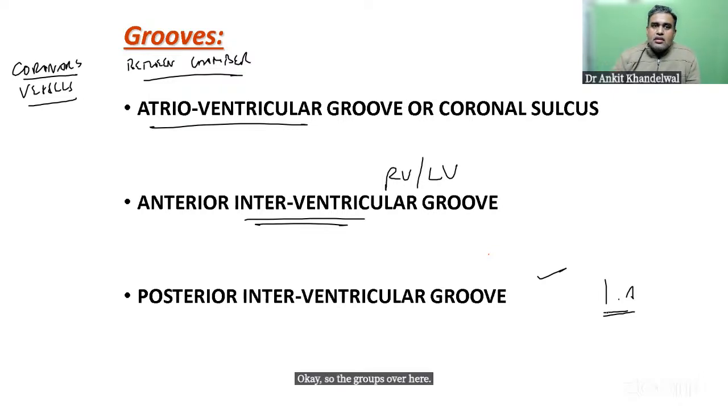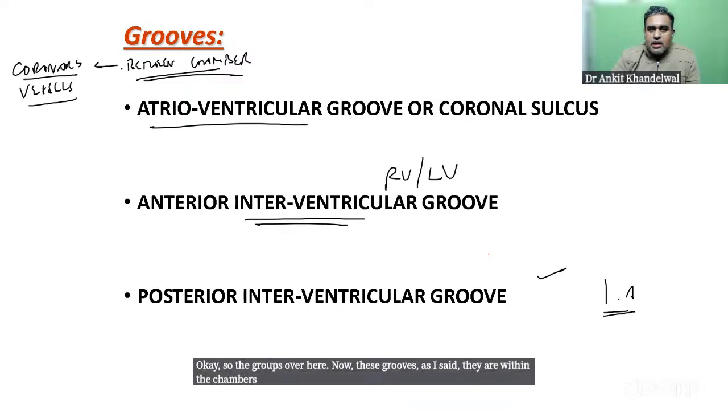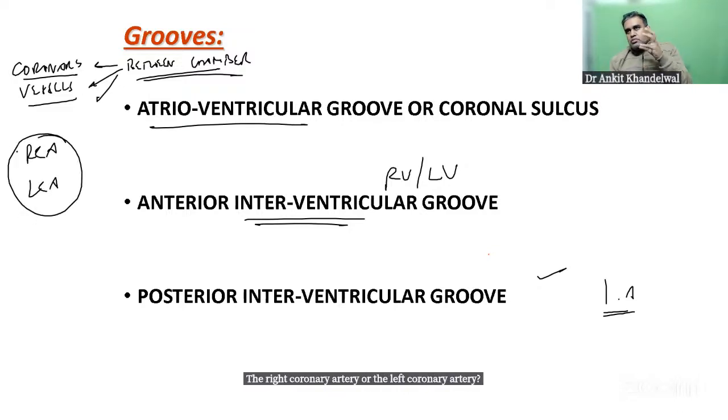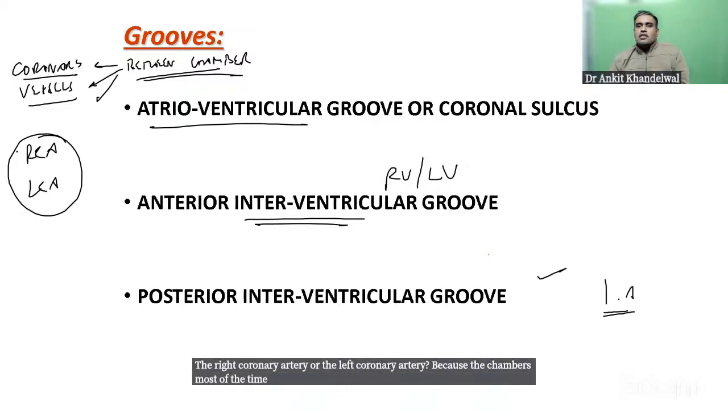Now these grooves, as I said, are between the chambers. They are mainly meant for passage of the coronary vessels, the right coronary artery or the left coronary artery. Because the chambers, most of the time, are in a constricted state. So if a vessel is running over, say, the ventricle, whenever the ventricle contracts, the vessel will be compressed.